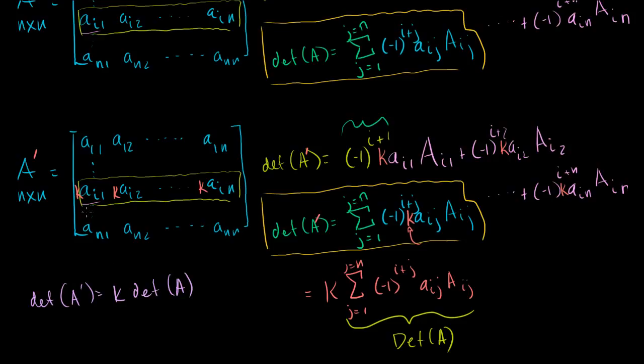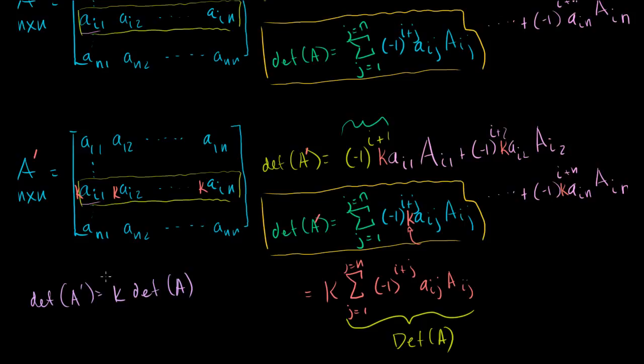So we've just shown that in general, if you have any n by n matrix and you multiply only one row, not the whole matrix, only one row, by some scalar multiple k, the resulting determinant will be your original determinant times k.